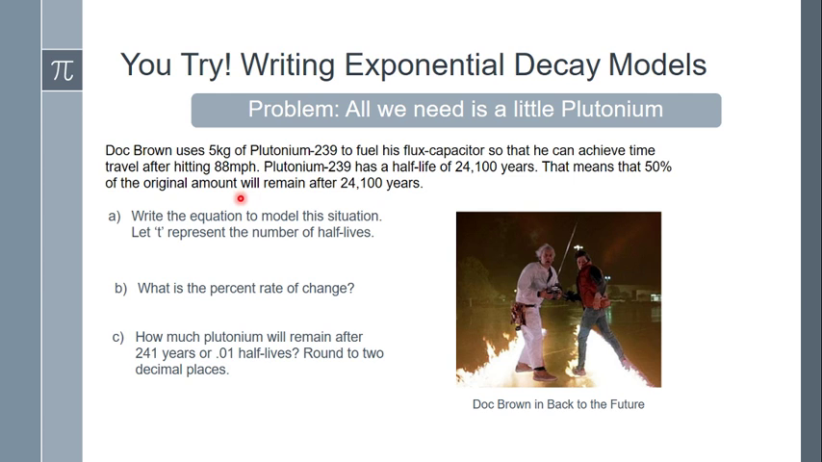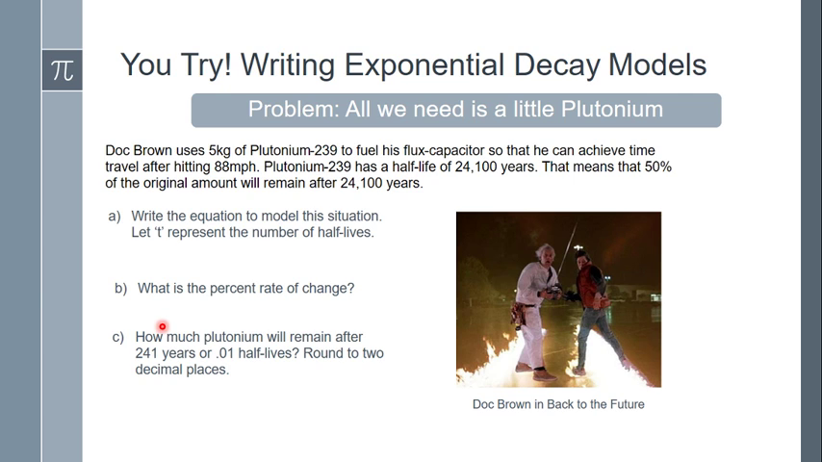Alright, now that means that 50% of the original amount of plutonium-239 will remain after 24,000 years, whatever original amount that is you started with. So I'm going to have you write an equation that models that situation, and go ahead and let t represent the number of half-lives.